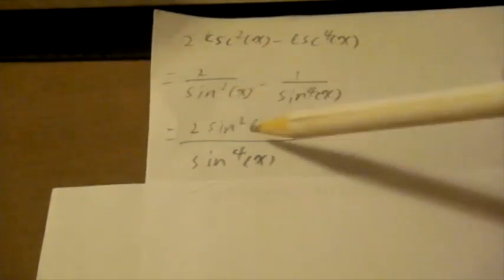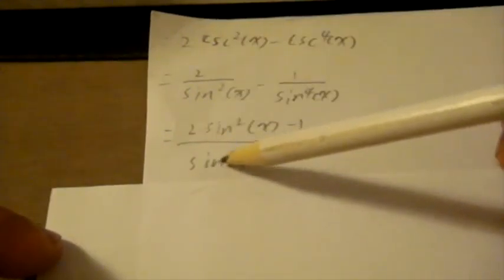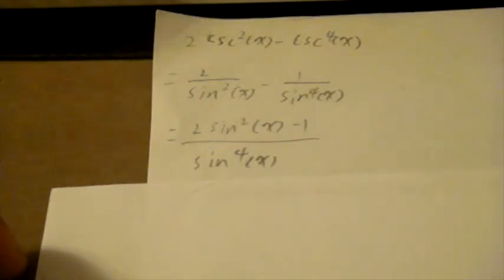well, through a substitution, it will become 2 sine square x minus 1 all over sine 4x. Does it look familiar? Yep. If we put these two together, they are all the same, just the numbers flipped around.